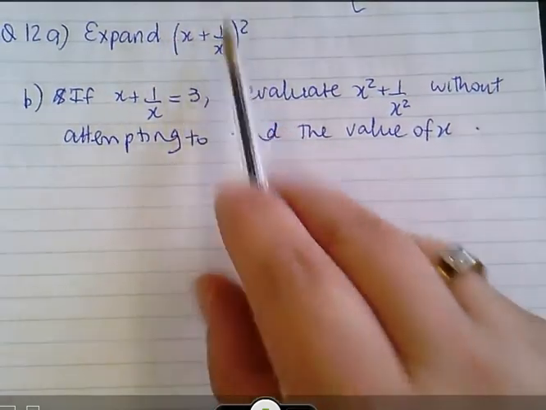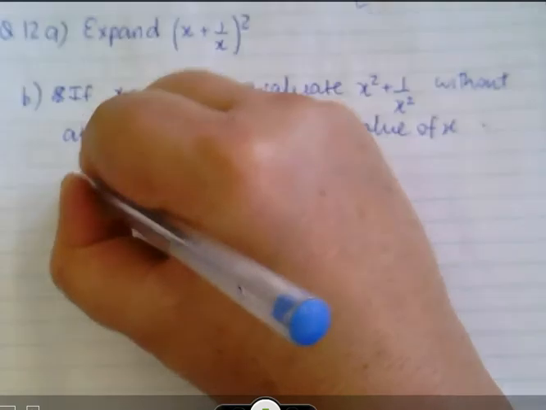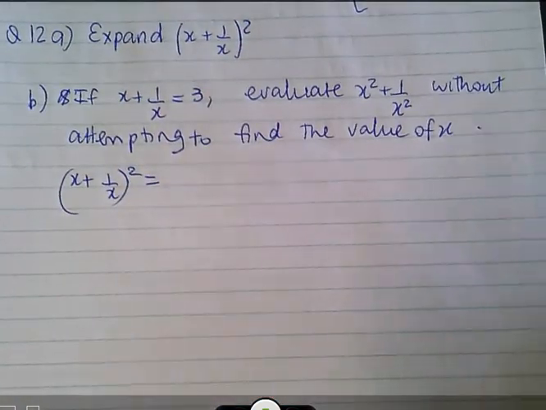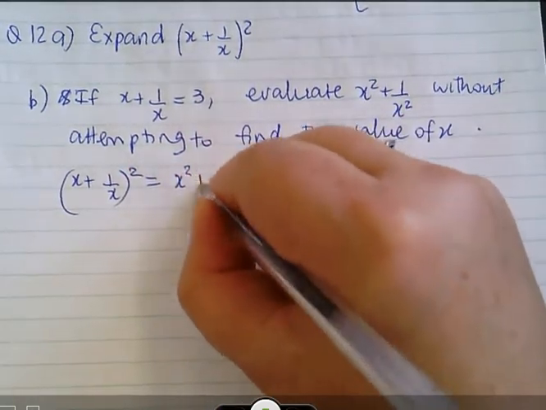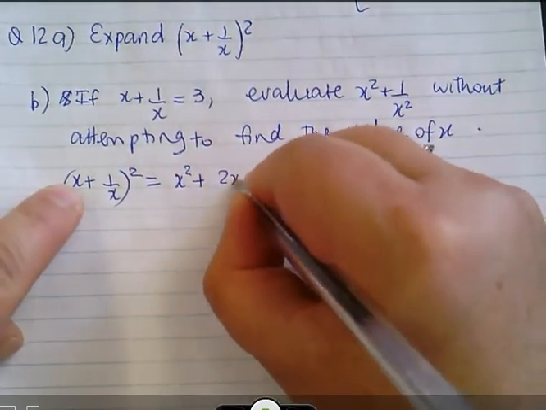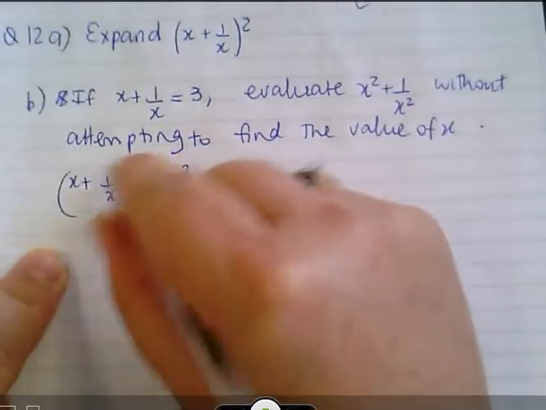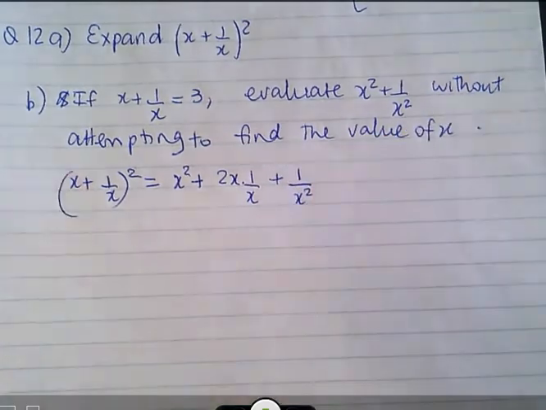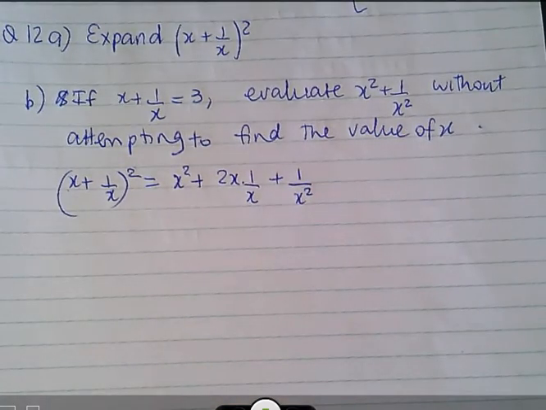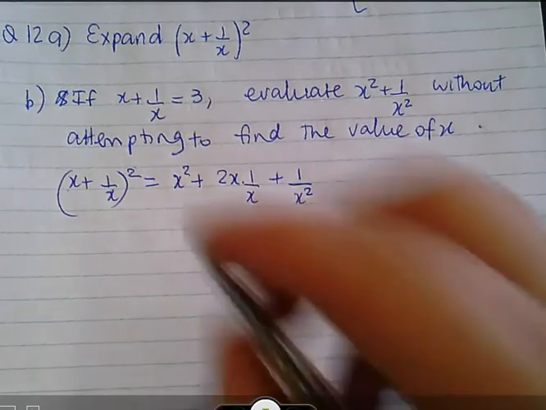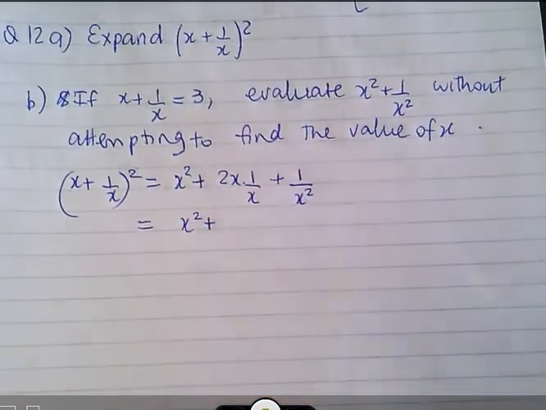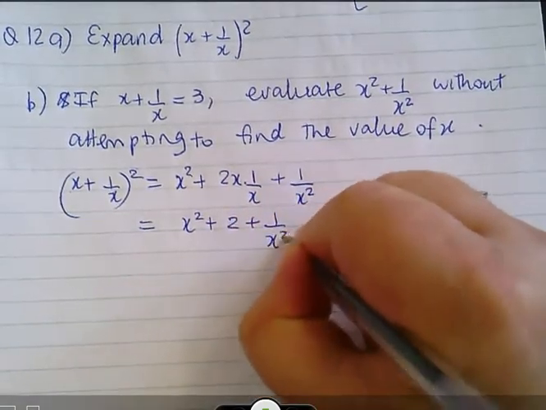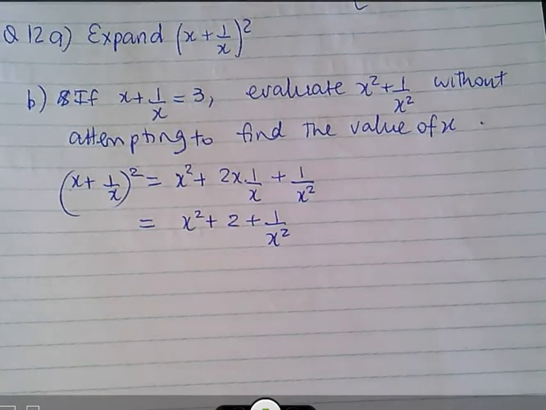So let's just expand (x plus 1 on x) squared. You tell me what it is. It equals what? x squared plus 2 times x times 1 on x plus 1 on x squared. Now I've expanded that. Let's simplify. So it's x squared plus what? What cancels? 2 plus 1 on x squared. Okay, that's what (x plus 1 on x) all squared is.